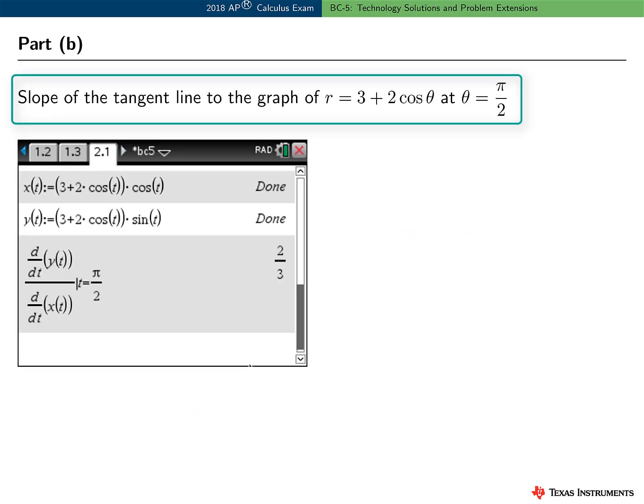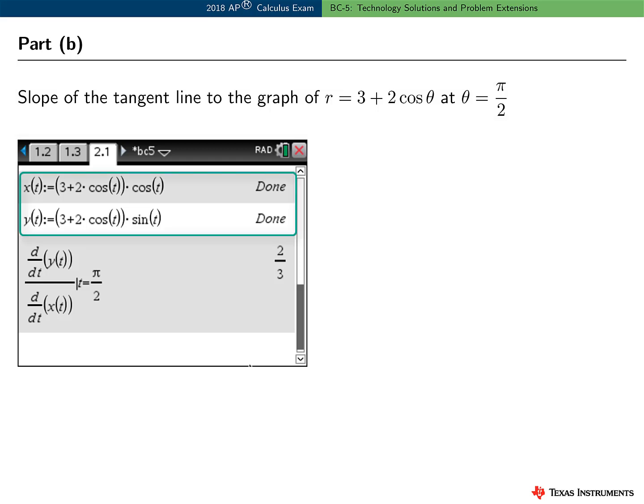In Part B, we need the slope of the tangent line to the graph of r equals 3 plus 2 cosine theta at theta equals pi over 2. To find the slope, consider theta as a parameter and write the parametric equations that describe the curve. They are x equals r cosine theta and y equals r sine theta.